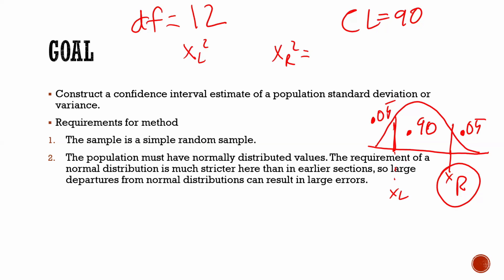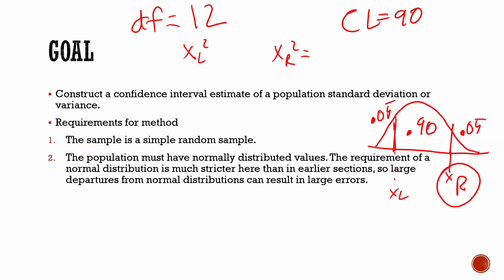So first, you have to know that you're in a situation where you can use it. So we have some sample, right? And in the sample, I've told you what the sample mean is and the sample standard deviation, right? So you just need the sample standard deviation. Here's what you need to know to be able to even use this formula. This has a requirement that's stricter than before, right? So this method only works if the sample is simple random.